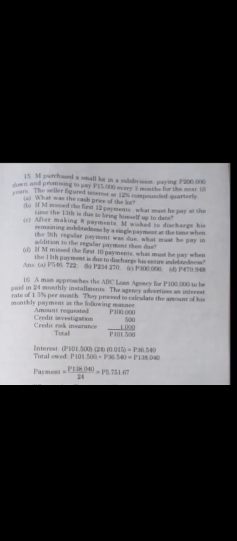So 15 minus 8 is 7 years remaining, since the problem states after the 8th payment, so 7. Next problem: a buyer purchases a small lot in a subdivision, paying 200,000 down and promising to pay 15,000 every 3 months for the next 10 years. The seller figured interest at 12% compounded quarterly.